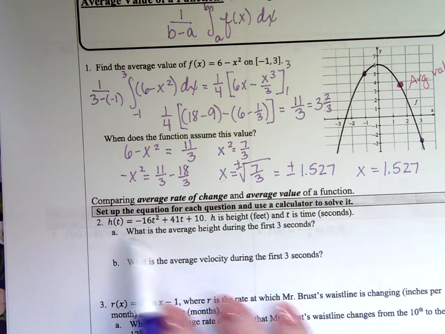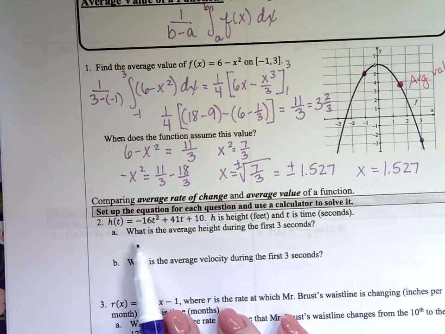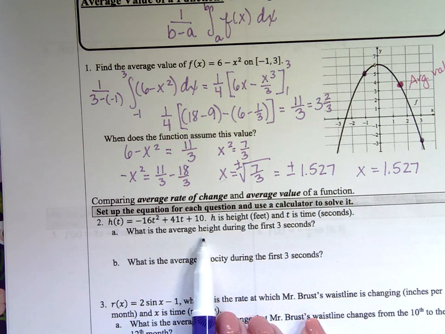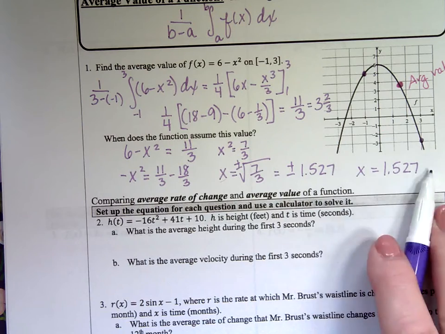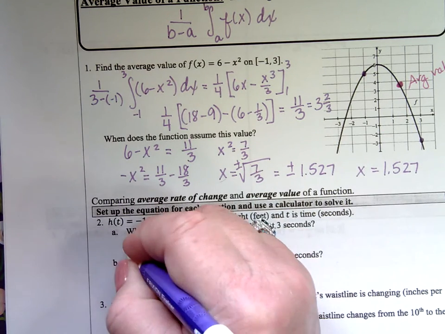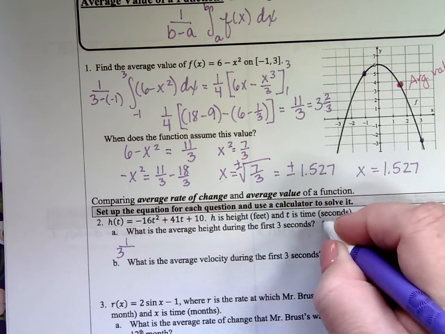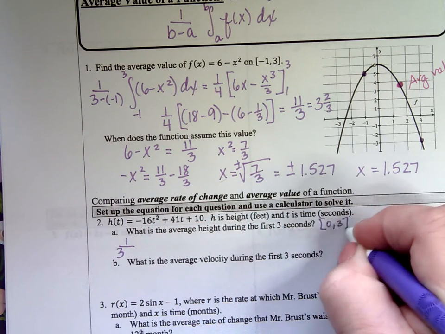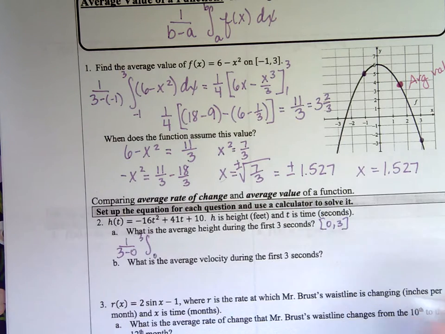So let's see. I have an h of t function, height is in feet, time is in seconds. What's the average height during the first 3 seconds? So average height would be like the average y value, right? This was the average y value. We want the average height. This one's going to be our new formula for the day. This one is 1 over, in the first 3 seconds, that means 0 to 3. So 3 minus 0, integral going from 0 to 3 of my function.